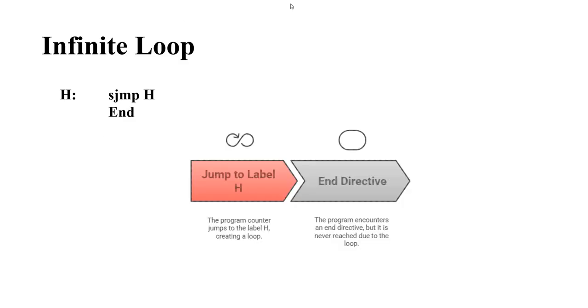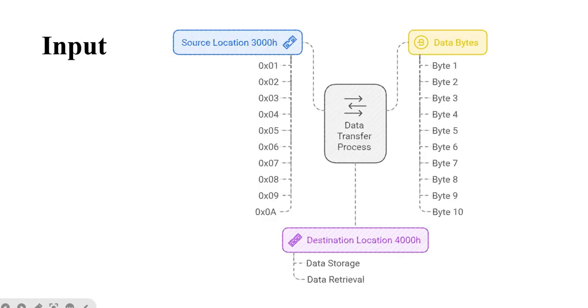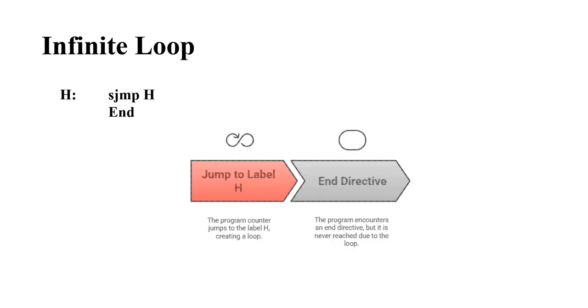Then next, we will enter an infinite loop at the end, by using the instruction H colon SJMP H, and a directive END. This H colon SJMP H will jump to label H. So the program counter jumps to the label H, creating a self loop here, effectively halting the program after the loop has completed its execution.